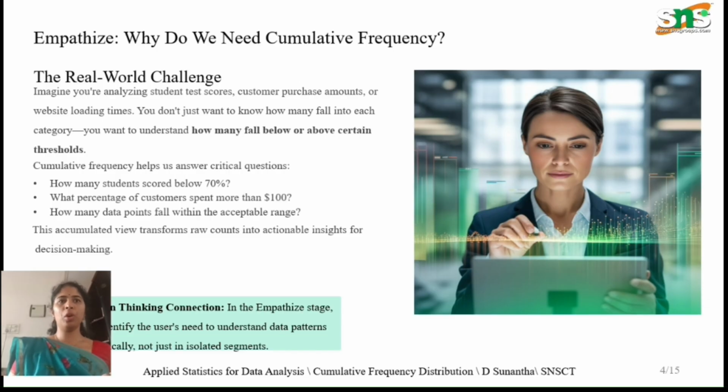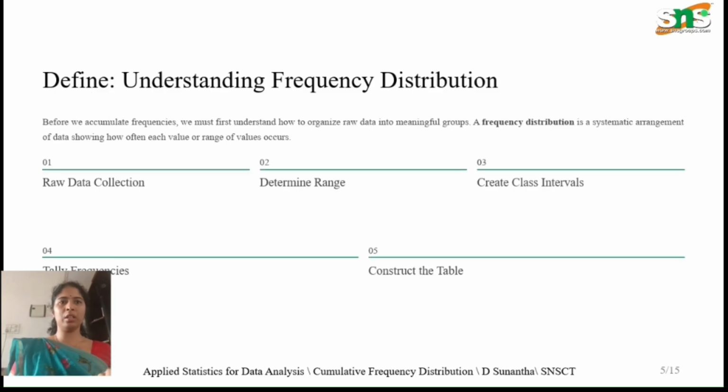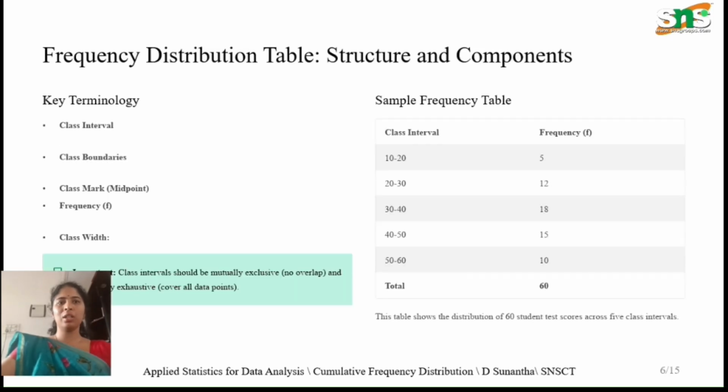efficiently. One of the quickest ways to calculate percentages is using frequency tables. Next is the define part, in which we determine the number of observations below or above a specific value quickly. To solve this problem, we first create a frequency table, then we calculate cumulative frequencies by adding frequencies successively. This transforms raw numerical data into useful information for decision making. First we collect the raw data, determine the range and class intervals. Next we calculate the total frequency and construct the table.